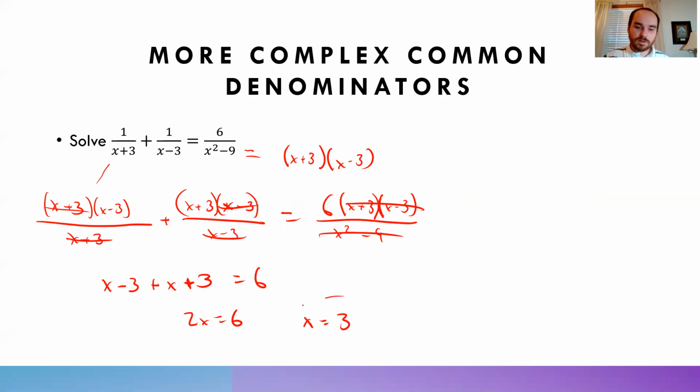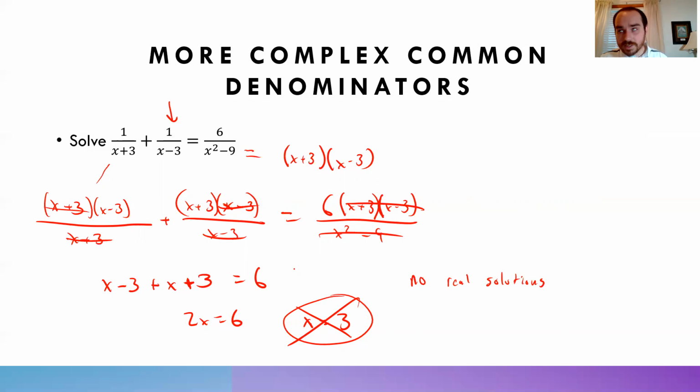Now we need to check, make sure that our answer actually works. So if we plug in 3 here, we get 1 over 3 plus 3, that's 1 over 6. That's perfectly fine. If we plug it in here, we get 1 over 3 minus 3. 3 minus 3 is 0. So this one would be undefined if we plug in x minus 3. That means that this solution doesn't actually work. So this has no real solutions.